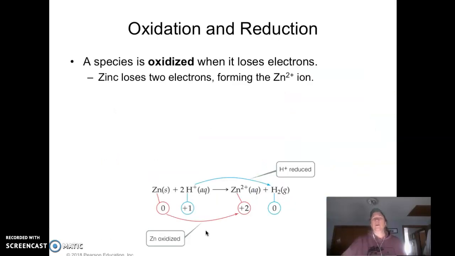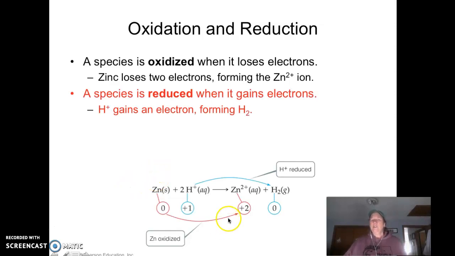Okay, so here's another one. A species is oxidized when it loses electrons. So again, here's zinc. It was at 0 and it went to +2. So it's oxidized. It became more positive. The hydrogen went from +1 to 0. So it became less positive, or more negative because it picked up electrons, whichever way you want to think of it. But again, it's reduced. So the one that becomes more positive is oxidized. The one that becomes more negative is reduced.